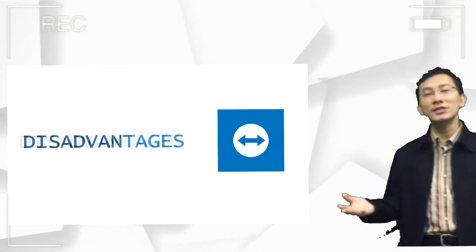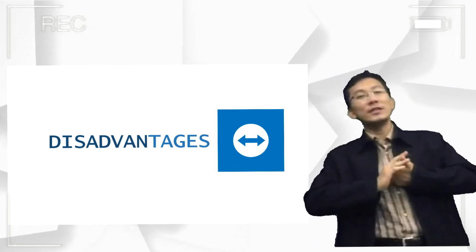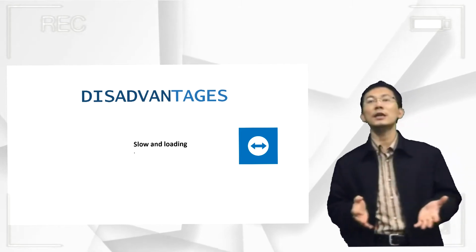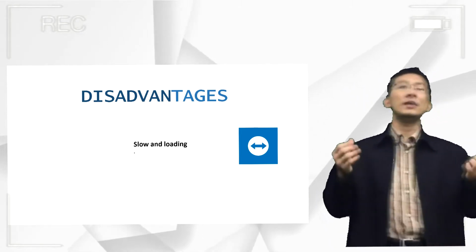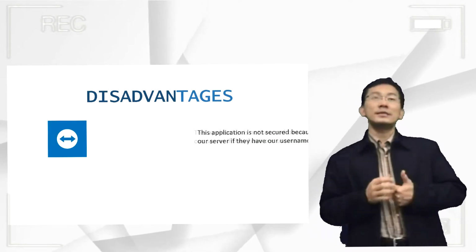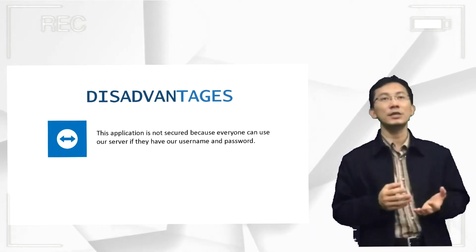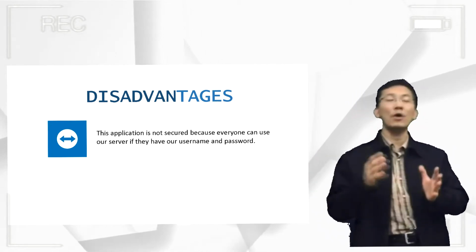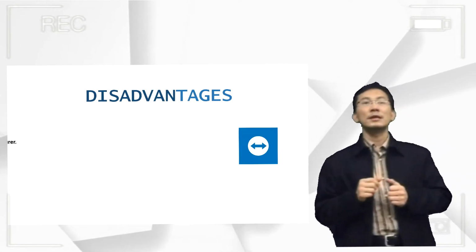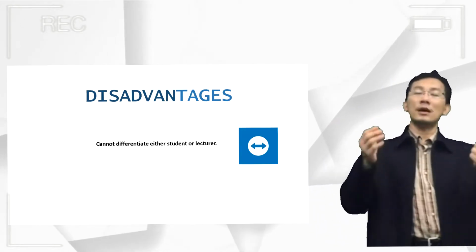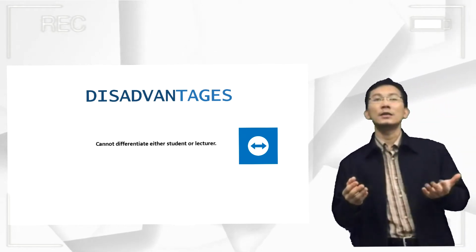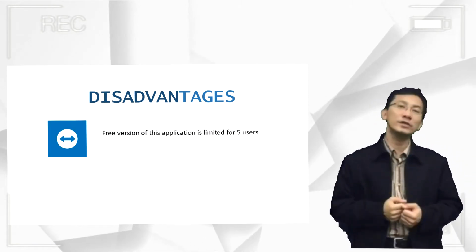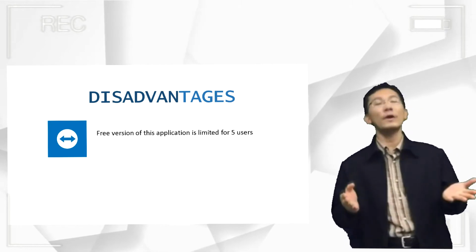Let's discuss the disadvantages of TeamViewer Meeting. The first disadvantage is that this app or software might be very slow to load, especially when the internet is very slow. The second disadvantage is that this application is not secure, especially when another participant has our PIN or our access number. The third disadvantage is that one cannot differentiate whether a participant is a student or the lecturer. And finally, the free version only supports up to 5 users.